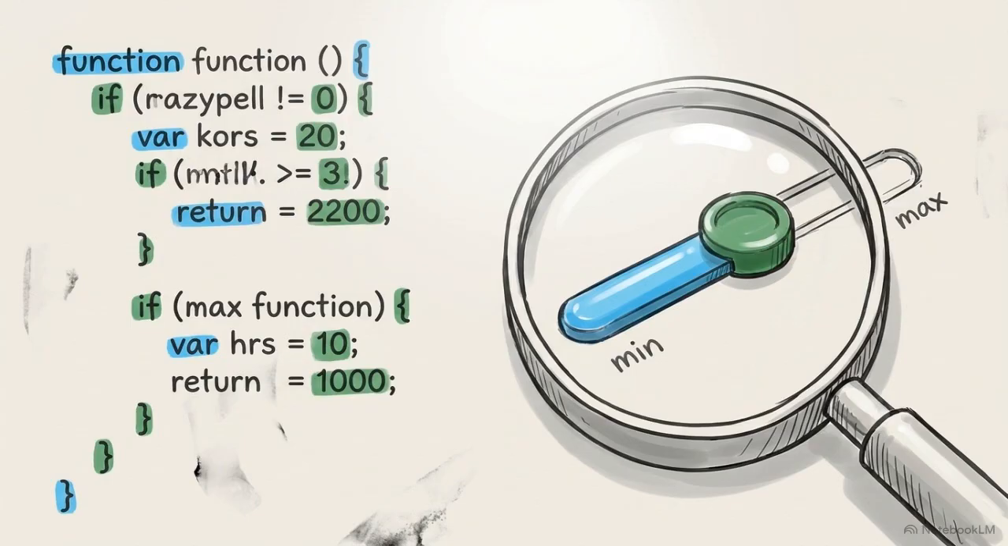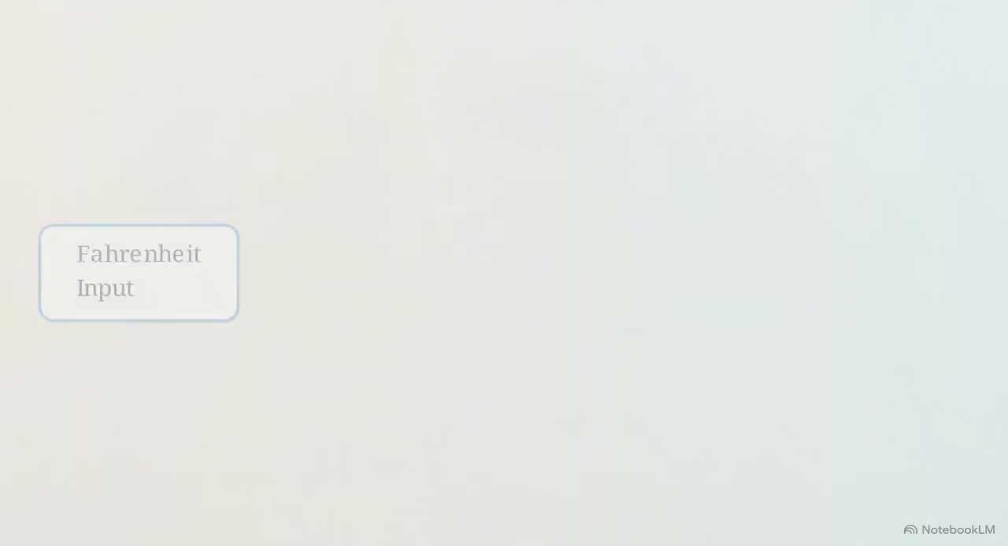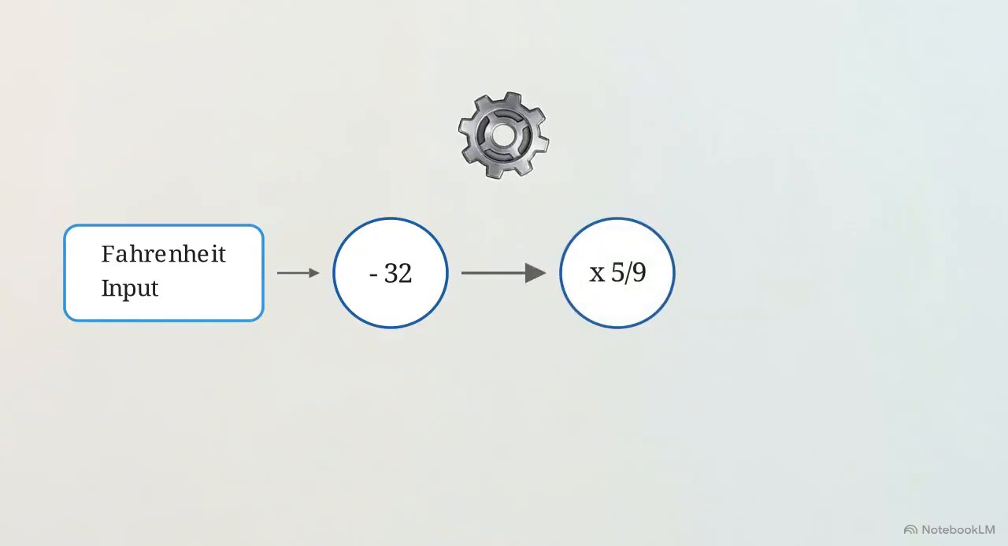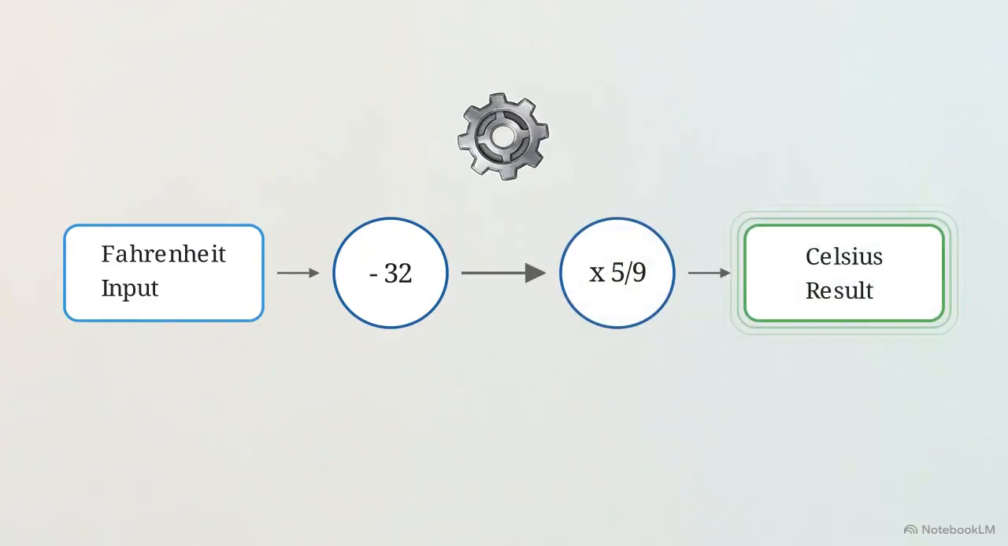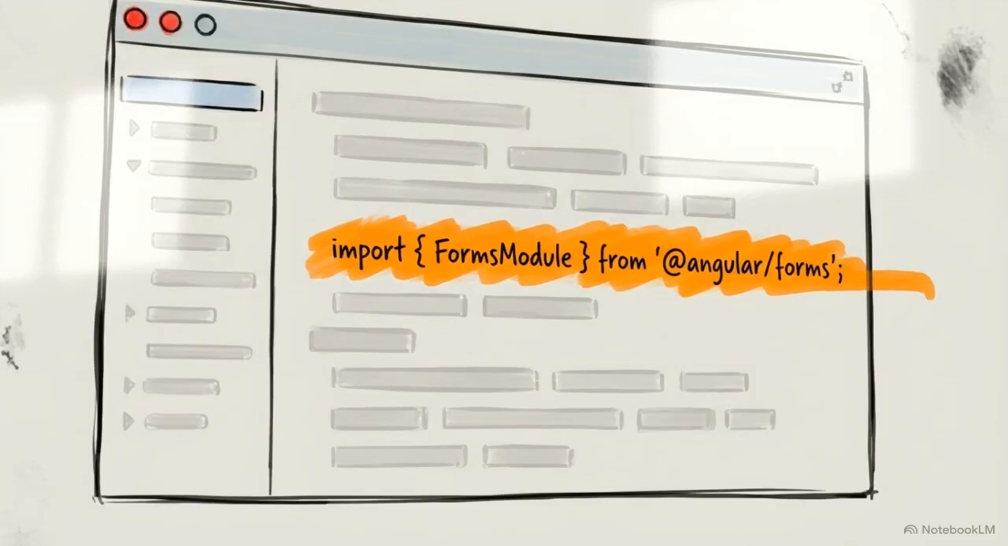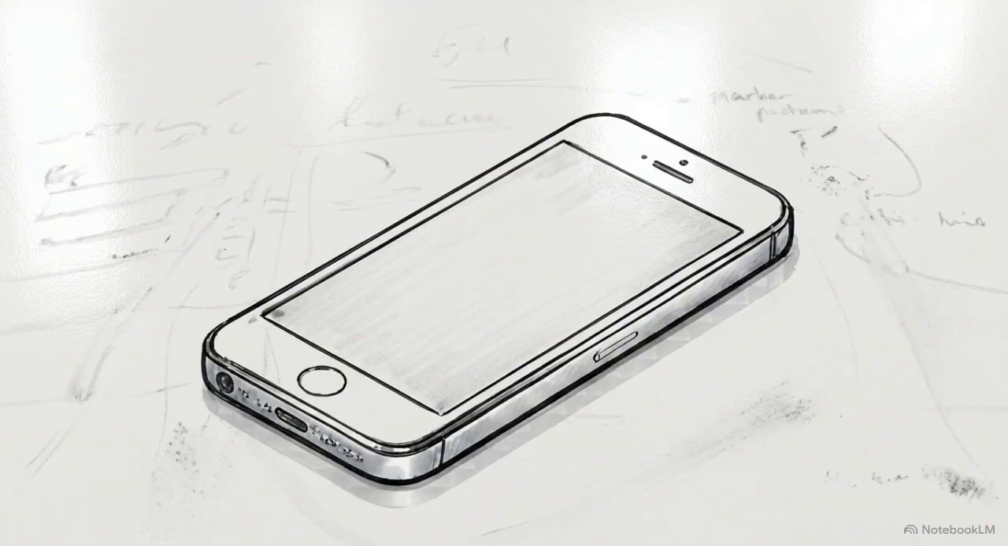In your TypeScript file, write a simple function that listens to the slider's value, subtracts 32, multiplies by 5/9, and outputs Celsius. This is the home module file. It contains the most common failure point in this process. For two-way data binding to work between your slider and your TypeScript logic, you must explicitly import the forms module here. If you skip this, the app will fail silently.